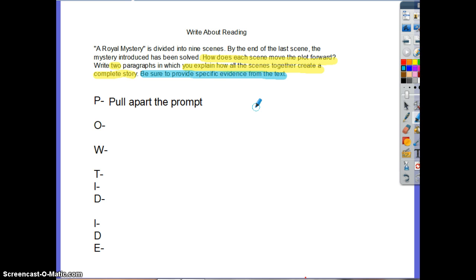So this year, using the POW TIDE, we are going to learn how to write an introductory paragraph. And then we're going to use the POW TIDE prompt, and we're going to go through and break down, well, what do they really want me to do? Okay? So tell me, based on what we have here, what do you see that we need to do? What are some things that you notice? Yes, ma'am.